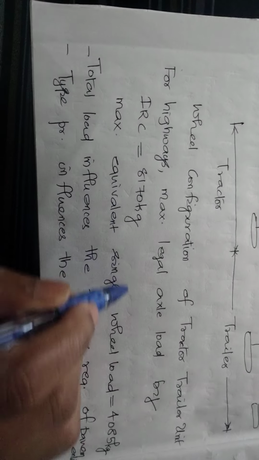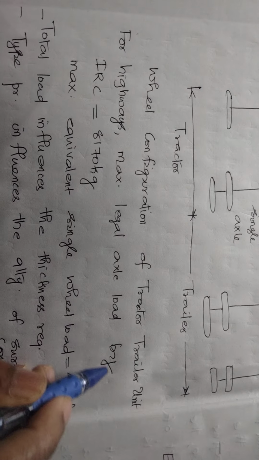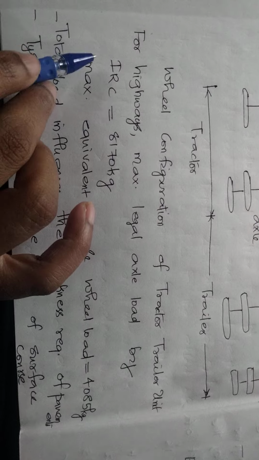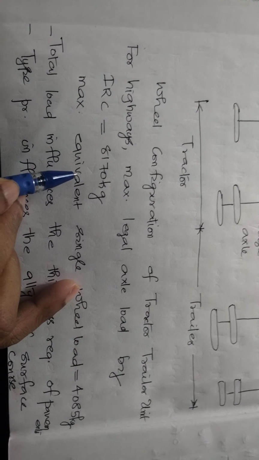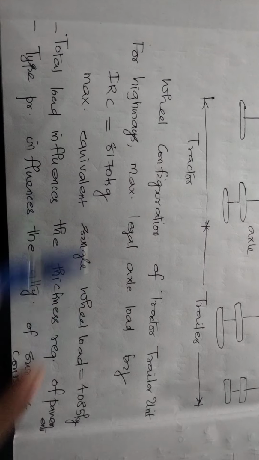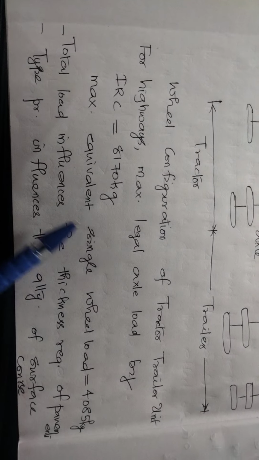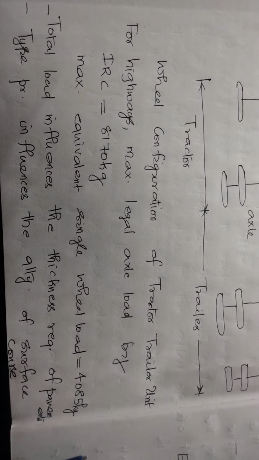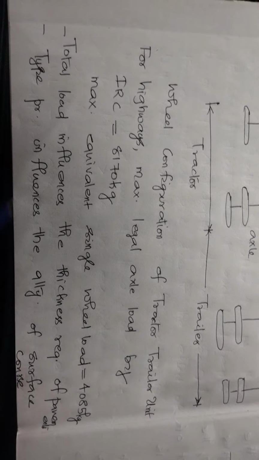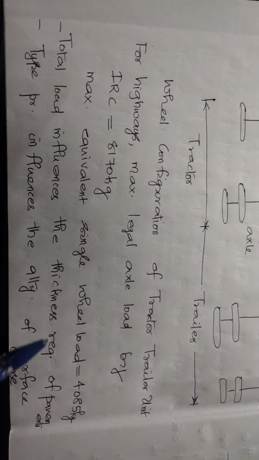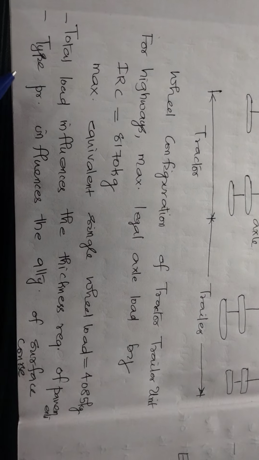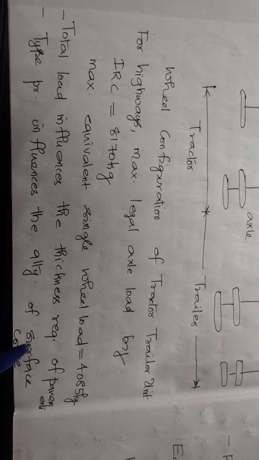Now for highways, the maximum legal axle load by the Indian Roads Congress is 8,170 kilogram, and the maximum equivalent single wheel load is 4,085 kilogram. The total load influences the thickness requirement of pavements, and tire pressure influences the quality of the surface course.